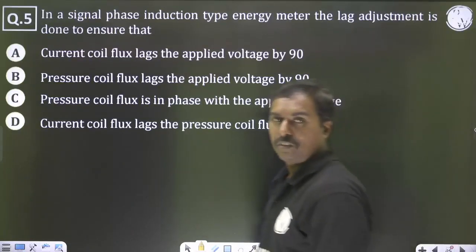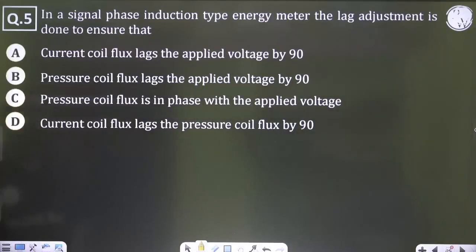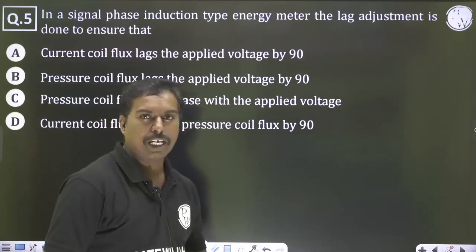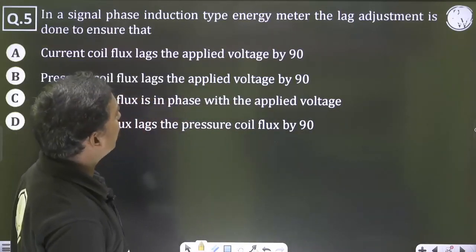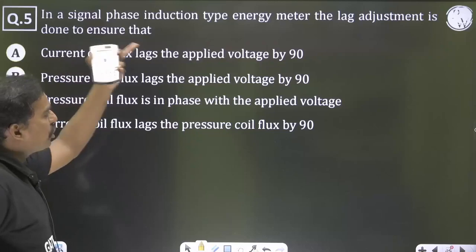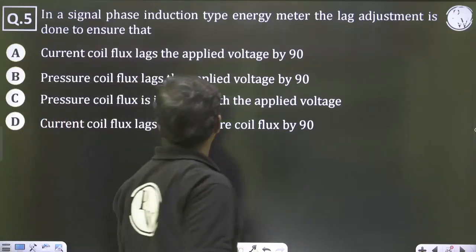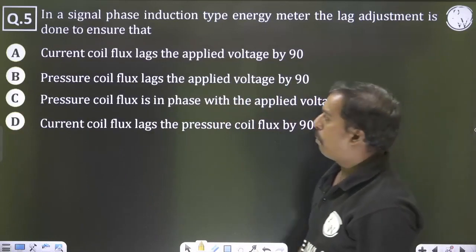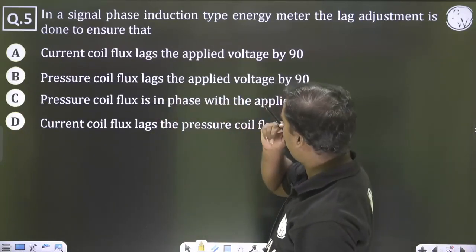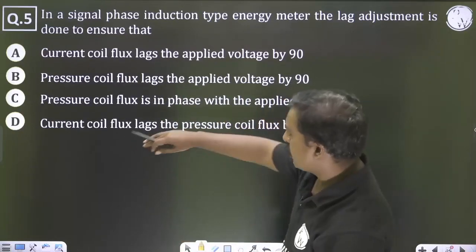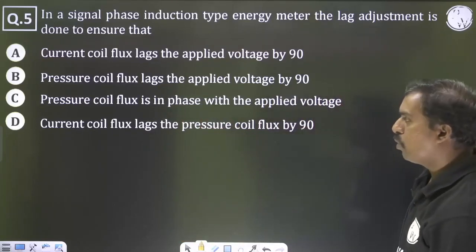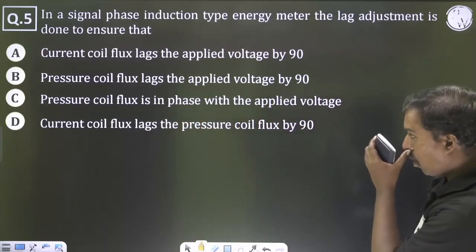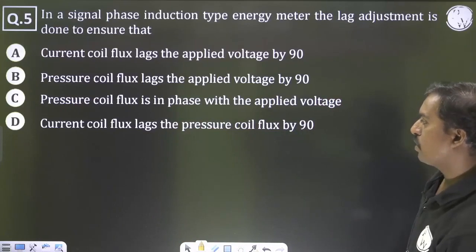Yes. Question number 5 is a theoretical question. In a single phase induction type energy meter, the lag adjustment is done to ensure that, it is MCQ: current coil flux lags the applied voltage by 90; pressure coil flux lags the applied voltage by 90; pressure coil flux is in phase with the applied voltage; current coil flux lags the pressure coil flux.